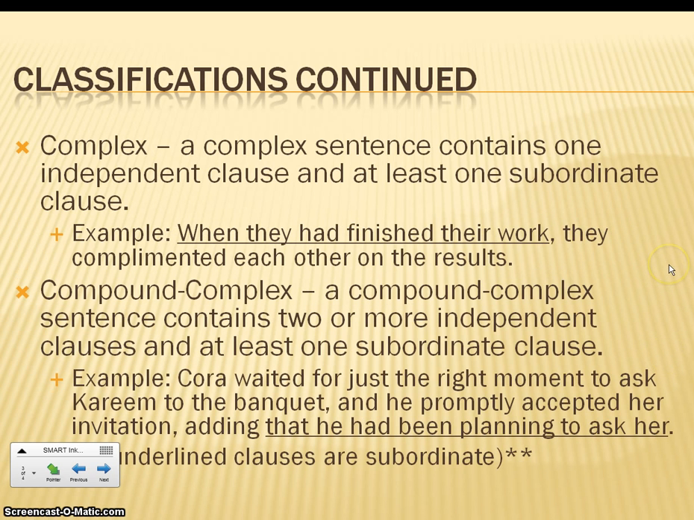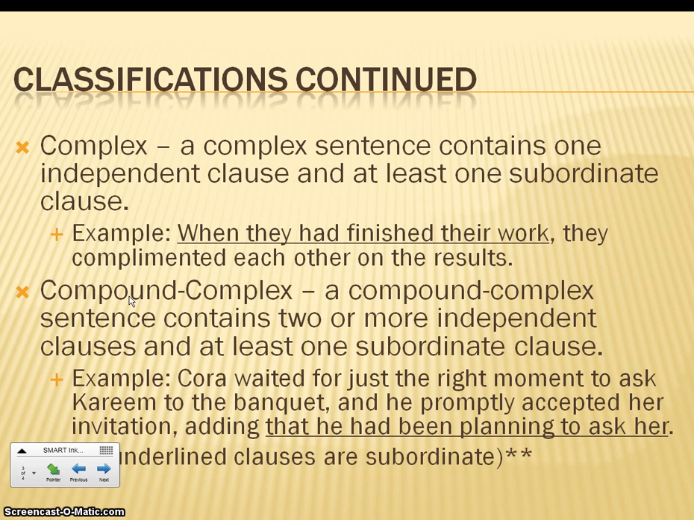The third way to classify a sentence is as complex. A complex sentence contains one independent clause and at least one subordinate clause. So our example: when they had finished their work, they complimented each other on the results. When they had finished their work is a subordinate clause. They complimented each other on the results is an independent clause. So we have one of each and therefore a complex sentence.